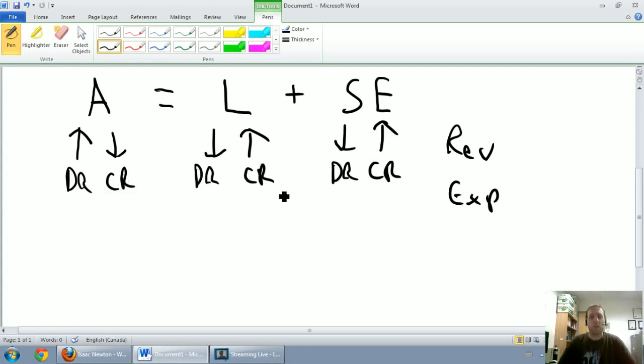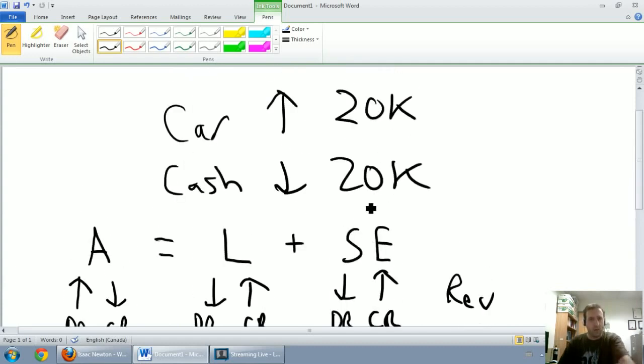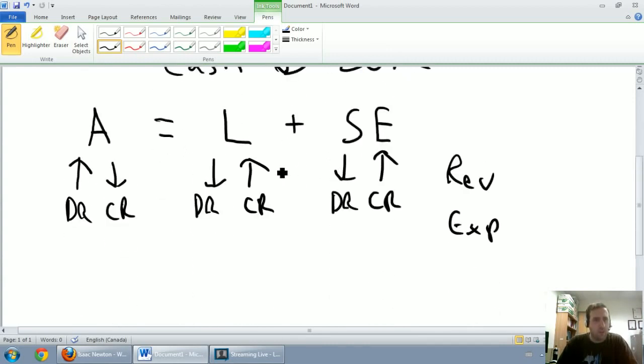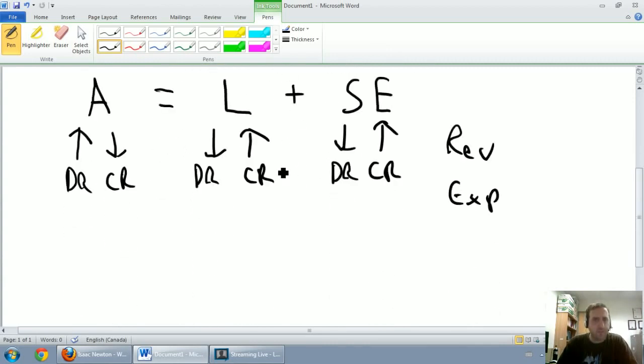So as I said, accountants don't draw up arrows and down arrows when they buy and sell assets or when they record transactions. They record debits and credits.